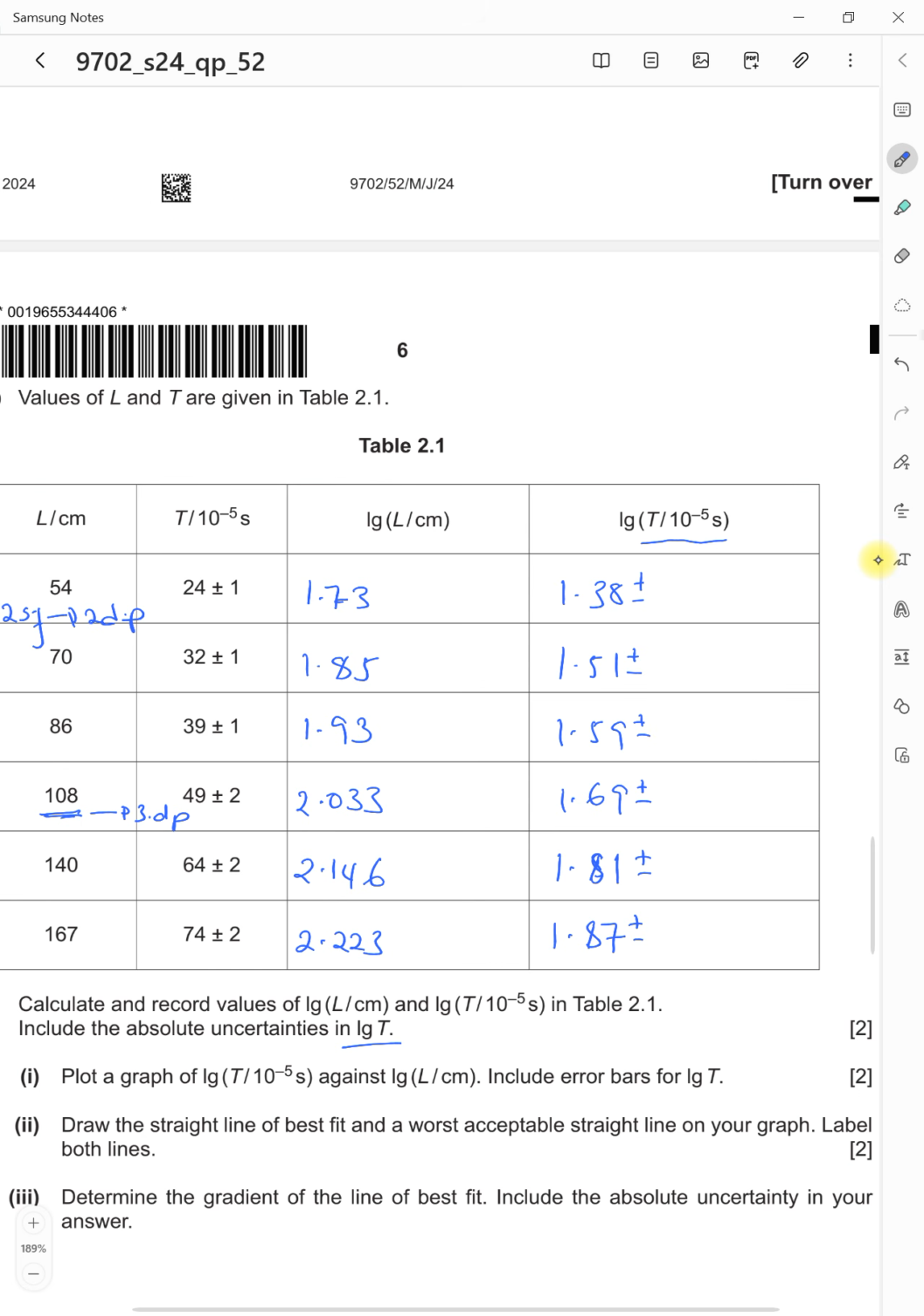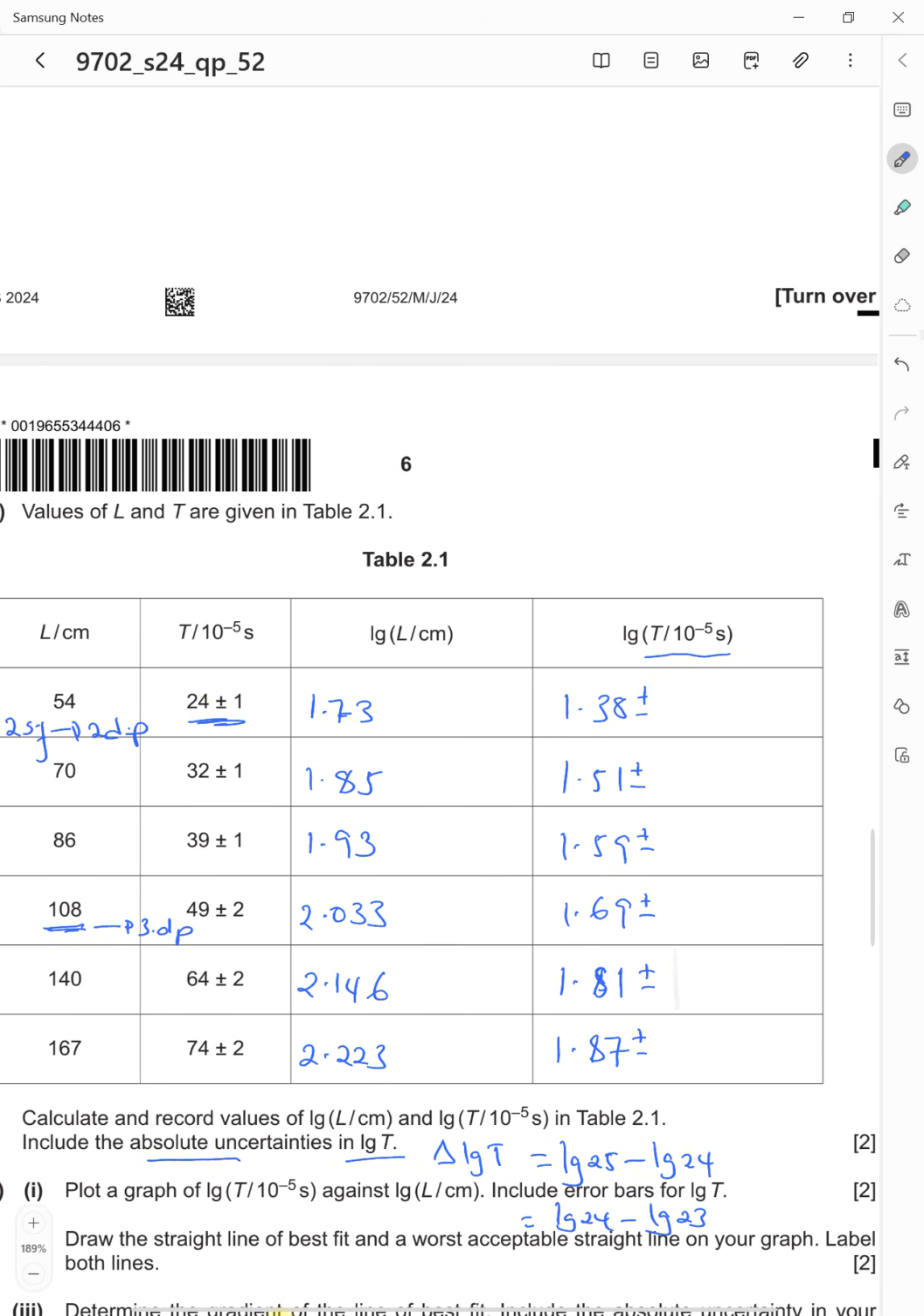So they told us to include the absolute uncertainties in log of t. To find the absolute uncertainty in log of t, we can get the log of the highest. For example, for t, this would be the log of t maximum, which is log of 24 plus 1, which is log of 25, minus the log of 24. Or I can get a log of 24 minus the log of t minimum, which will be 24 minus 1, which is log of 23. The answers will be approximately the same.